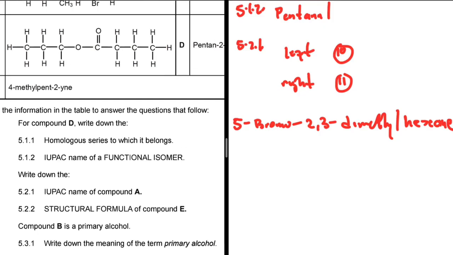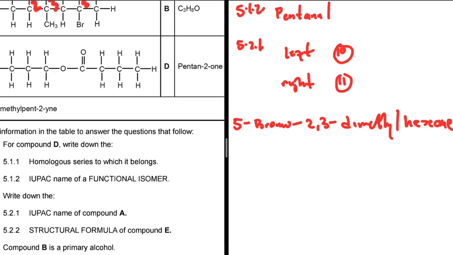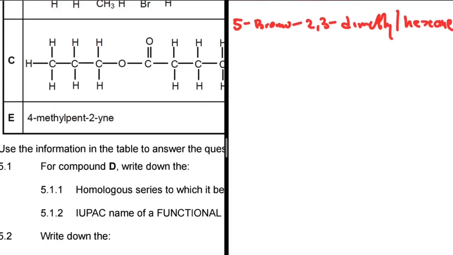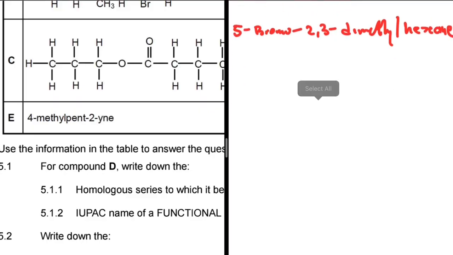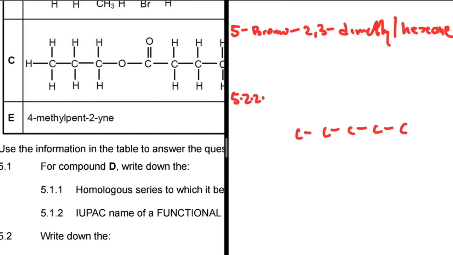Let's take a look at 5.2.2. We're supposed to write down the structural formula of compound E, which is 4-methylpent-2-yne. So pent, we need 5 carbons, right? So we're going to have 1, 2, 3, 4, 5. And then on the second carbon we have a triple bond, hence pent-2-yne. So this is where we have the triple bond. And then on the fourth we have a branch. So we have a branch right here. So there we go. That is the structural formula of compound E.